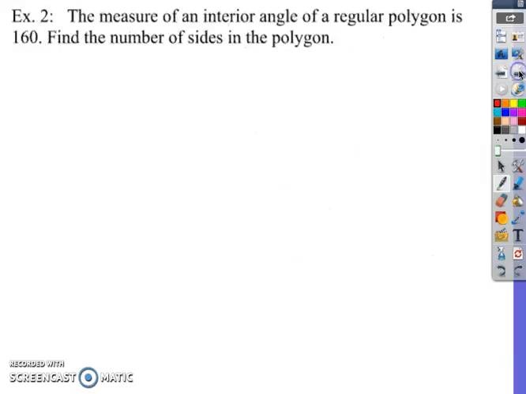Moving on. Next one. Example 2. The measure of the interior angles of a regular polygon is 160. Find the number of sides in the polygon. All right, now we're just going to work backwards. Of course, we are going to start with what? Yes, the formula. And what is the formula? S equals 180 times n minus 2.